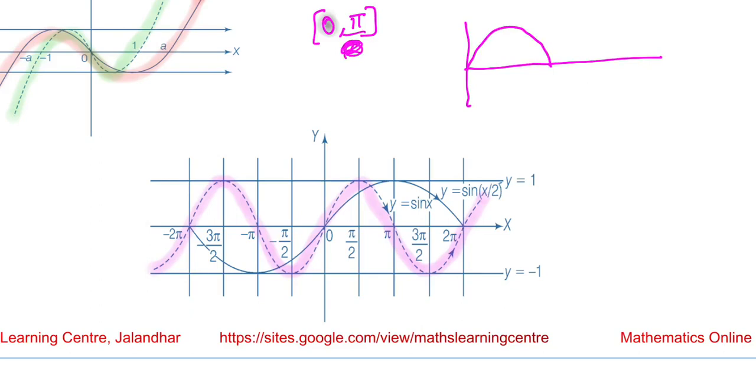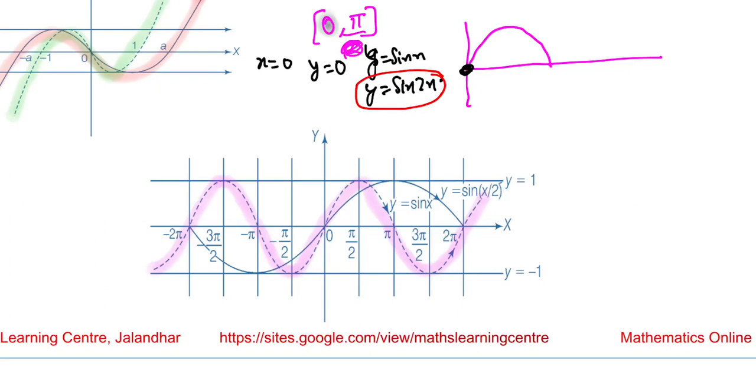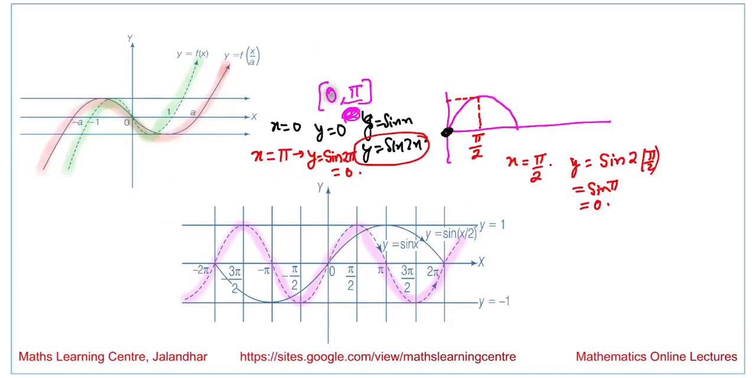Now at the point x is equal to 0, the value of y is equal to 0. We are talking about the function y is equal to sine x or y is equal to sine of 2x. In both these cases the answer is 0. But when we are talking about the function y is equal to sine of 2x, if we consider x is equal to pi, then the value of y will be sine of 2 pi and the answer we obtain is 0.